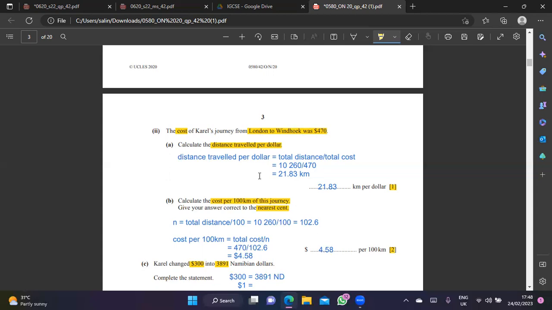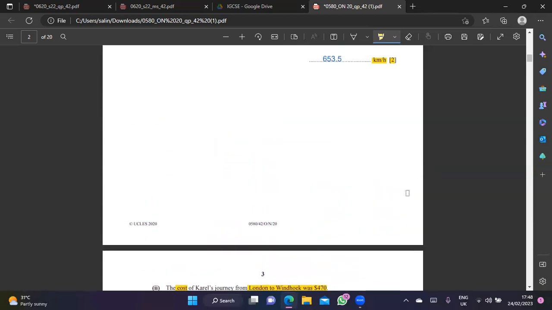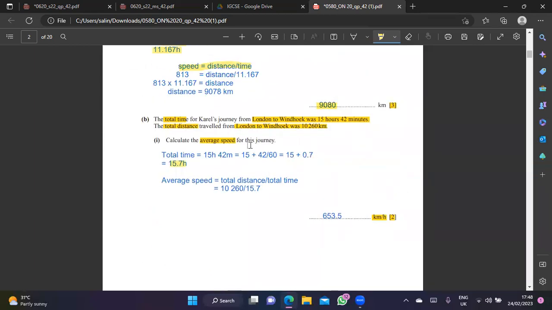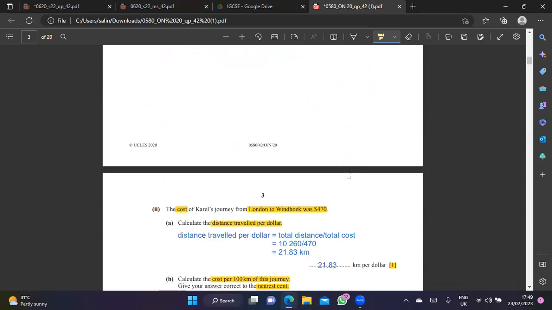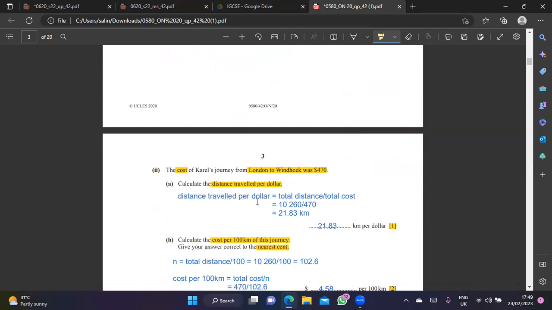For this you have to use your algebra, you have to create your own logic here. Before this, they did give you the total distance London to Windhoek. So in other words, distance traveled per dollar is total distance divided by the total cost. You have to use your logic because you want per dollar. So 10260 divided by 470.